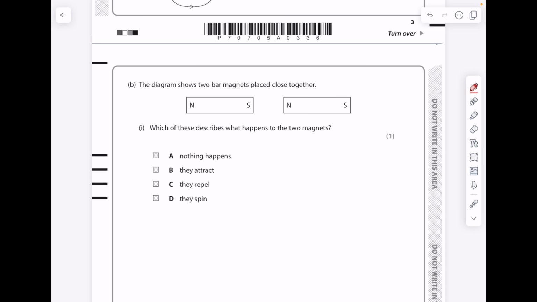The diagram shows two bar magnets placed close together. Which of these describes what happens to the two magnets? So we have a north pole facing a south pole. Opposites attract, so the answer here again is B.